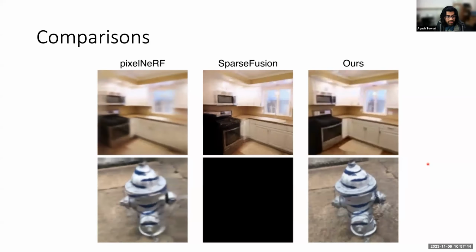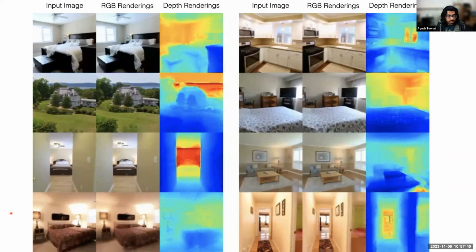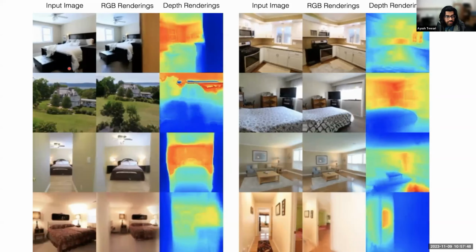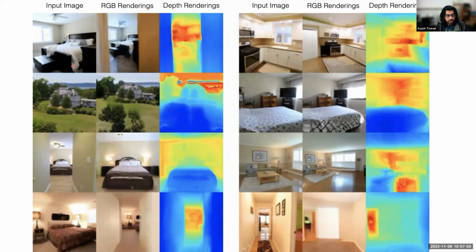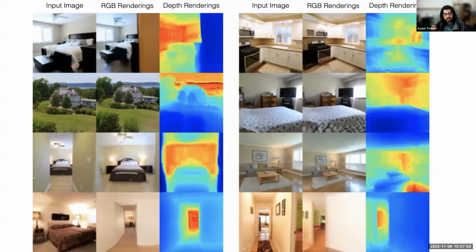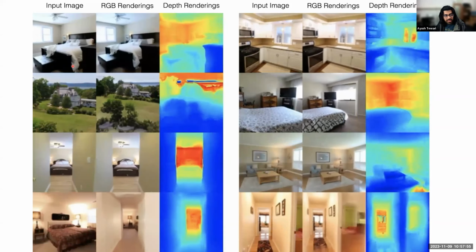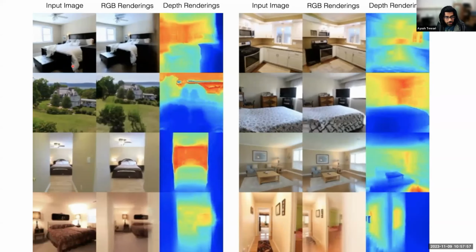Here are some more results. Let me just go through some of them. In this case, on the top, you see this scene of a bedroom, and you can just take the camera with you and walk back, and it can generate the door. I'm also showing you the depth maps.